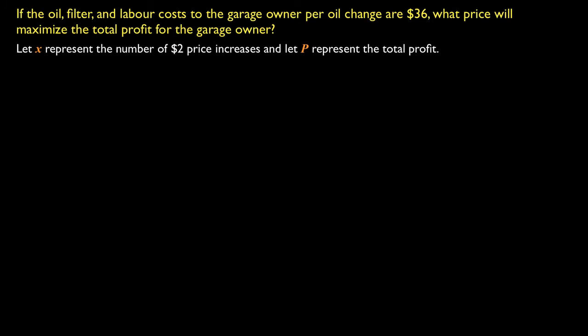Now going back to the table of values to try to establish a relationship between P and X, we get this. If we have increases, we examine profit, and when I say profit, it's going to be profit per oil change, and units. If there are 0 price increases made, the profit will be calculated by taking the $52 charged for an oil change and subtracting the $36 for the cost of the oil, filter, and labor. And so the net profit is simply going to be $16 per oil change. And at that point, you would have 60 oil changes completed.